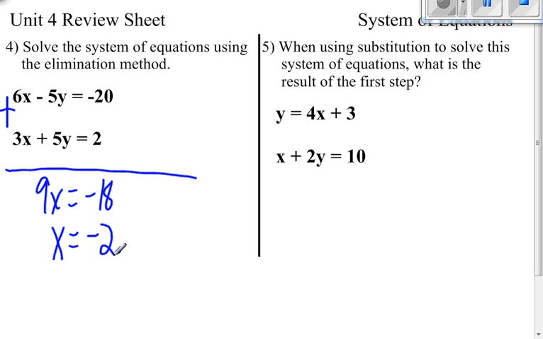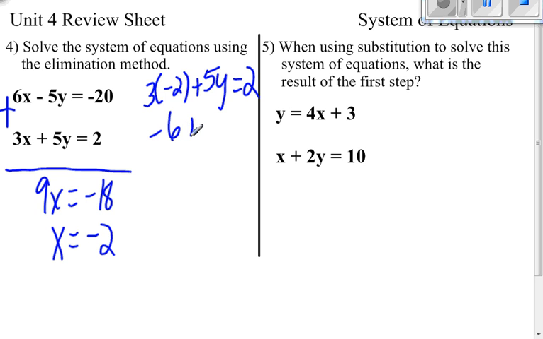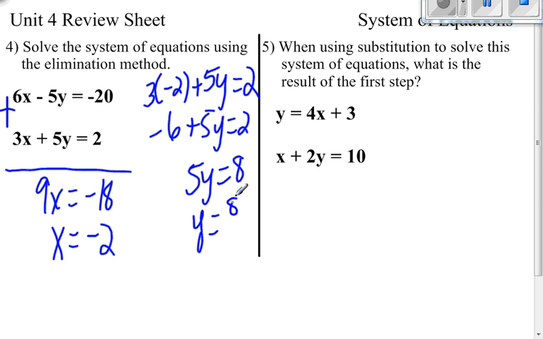x equals negative 2. Substitute back in. 3 times negative 2 plus 5y equals 2. So 3 times negative 2 is obviously negative 6. I'll just write it. Negative 6 plus 5y equals 2. Add 6 to both sides. 5y equals 8. y equals 8 over 5. Or if you want to do a decimal, you can do a decimal.